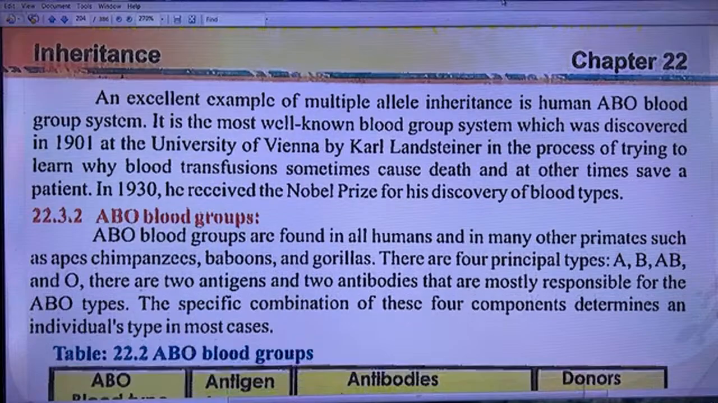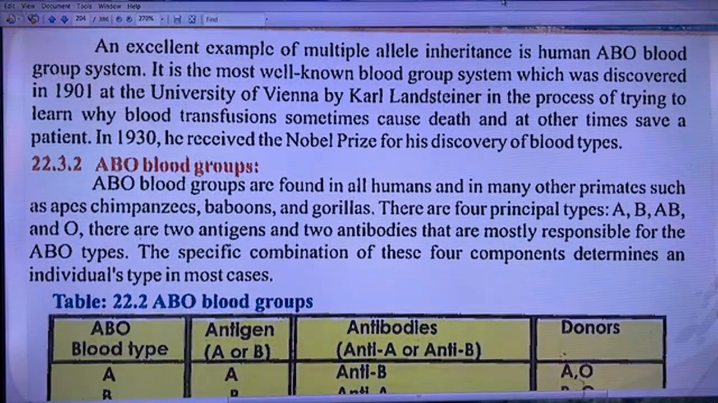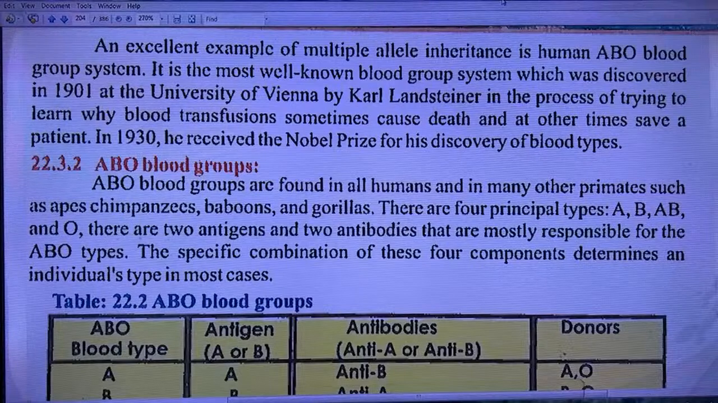An excellent example of multiple allele inheritance is the human ABO blood group system. It is the most well-known blood group system, which was discovered in 1901 at the University of Vienna by Karl Landsteiner in the process of trying to learn why blood transfusions sometimes cause death and at other times save a patient. In 1930, he received the Nobel Prize for his discovery of blood types.